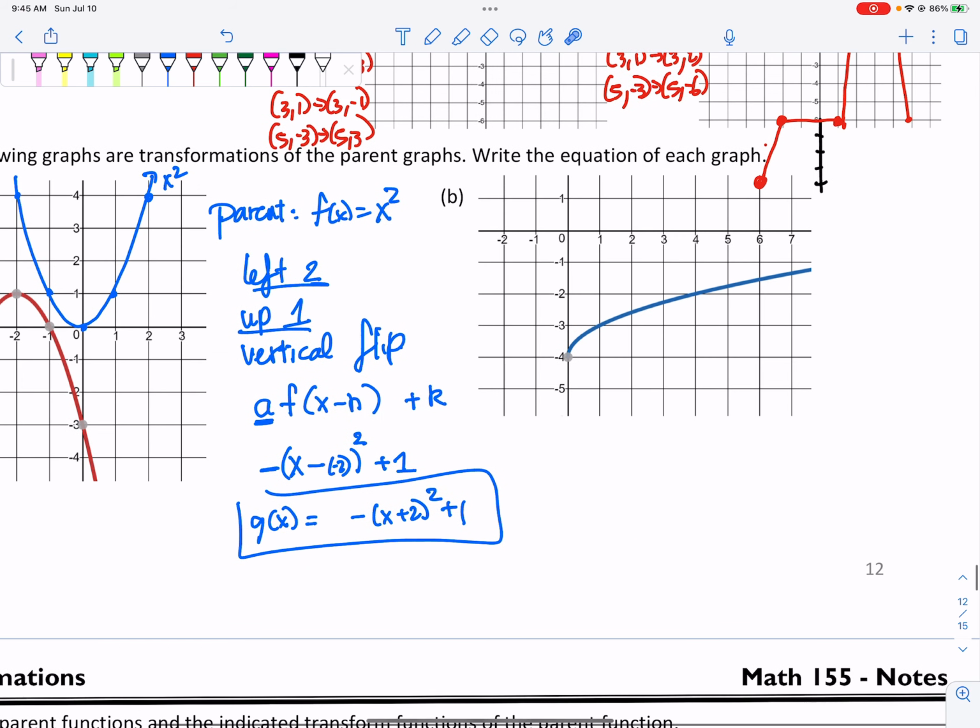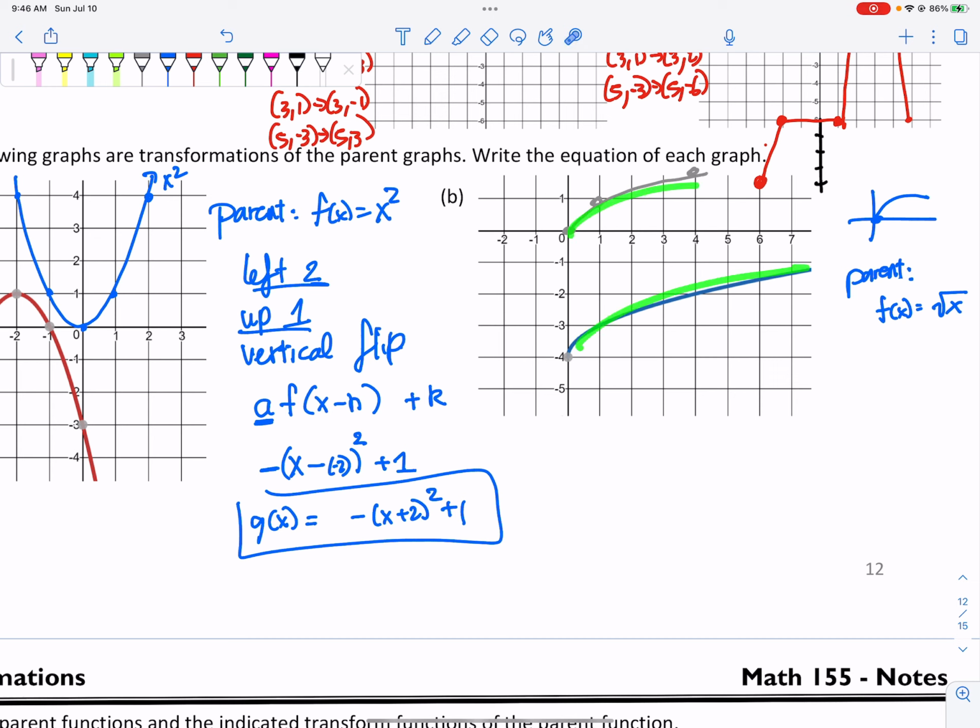Part B. We have this graph. This looks like the square root function. So the parent function is f of x equals the square root of x. And again, the square root of x looks like this: (0, 0), (1, 1), the square root of 1 is 1, (4, 2). And what's being done to this graph?